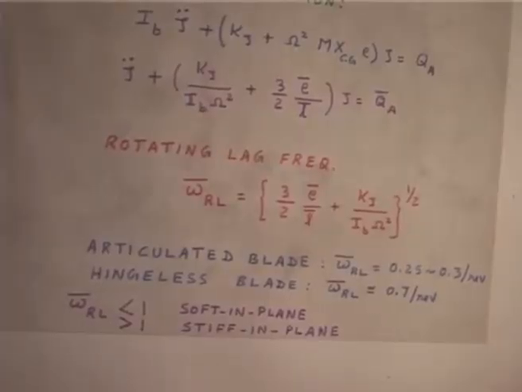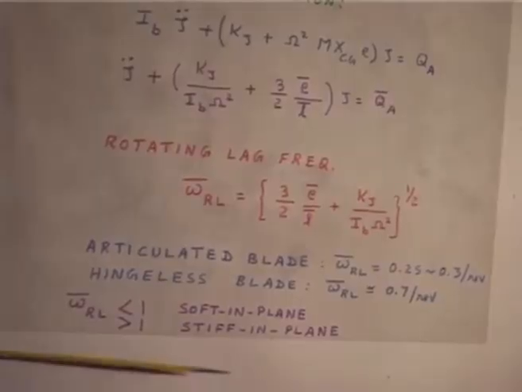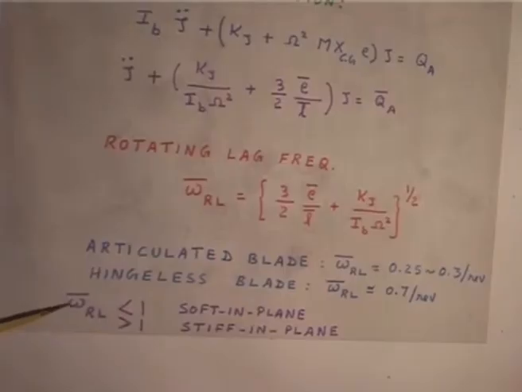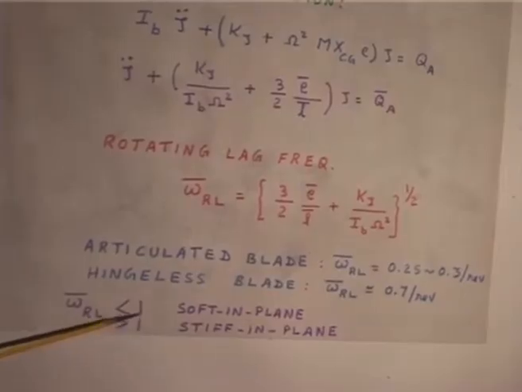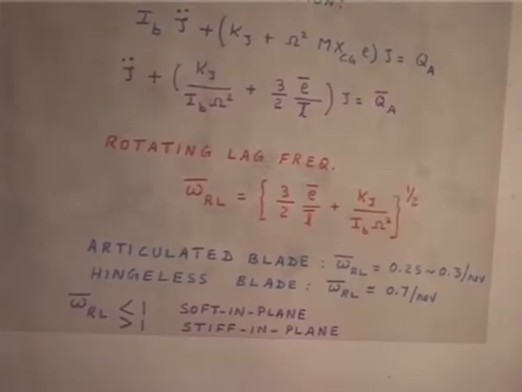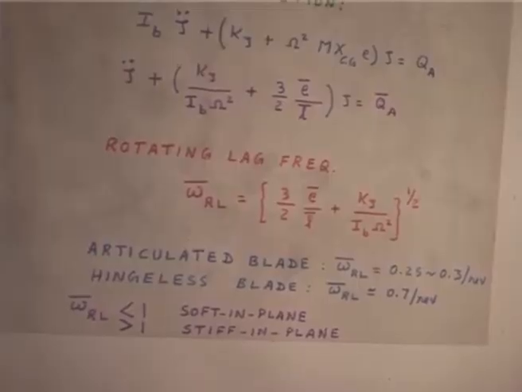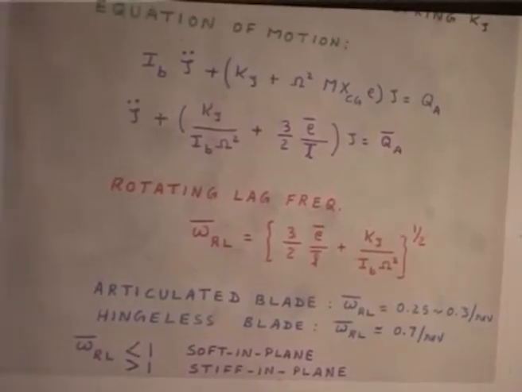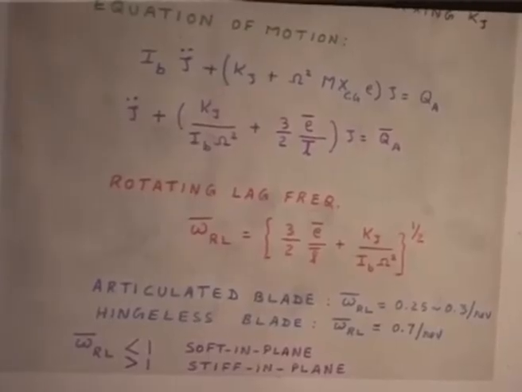for some configurations the omega bar RL, that is the non-dimensional lead lag natural frequency, is more than 1, and some it is less than 1. The definition that goes is, if it is less than 1, it is called soft in plane, it is a name. If it is more than 1, it is called stiff in plane. Okay. Now which is better?